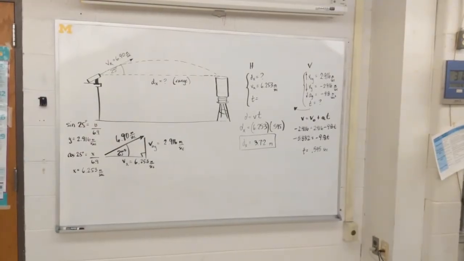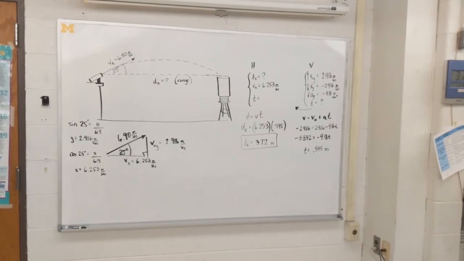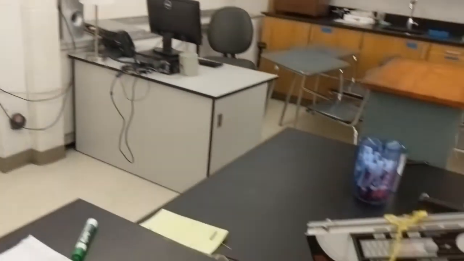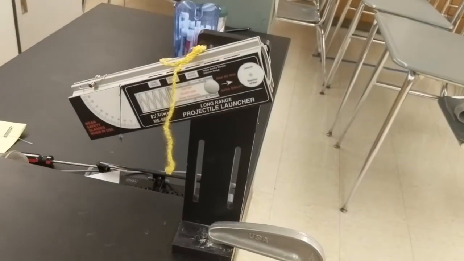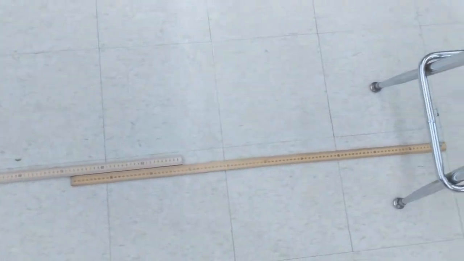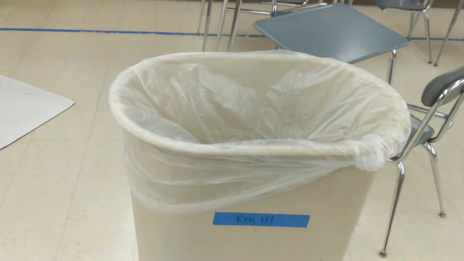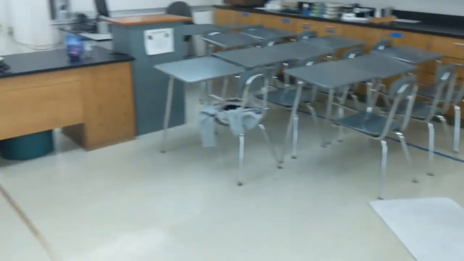Since we know the ball is supposed to land 3.72 meters away when we have it set to a 25-degree launch, I just set up a target that is 3.72 meters away. There's 1 meter stick, 2, 3.72 is the center of this garbage can, and it's at the same height that it was going to be launched from.